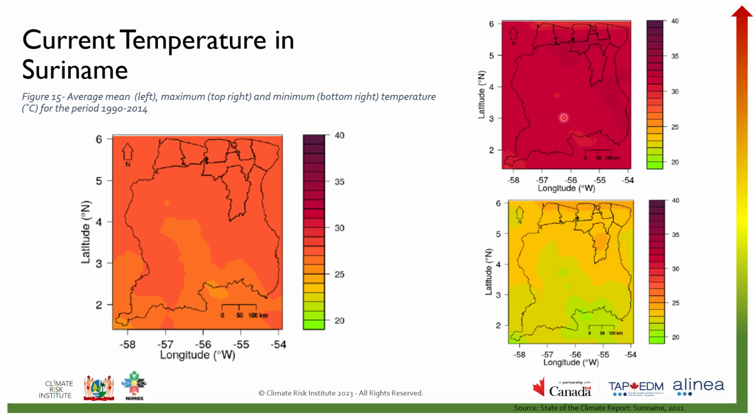And then finally, the map here on the bottom right shows the minimum temperature over that same period, 1990 to 2014. We can see a slightly different pattern. So the coastal region is showing a higher minimum temperature, around 25 degrees Celsius. We can see by this kind of orange color. And then the minimum temperatures decrease as you move south. And as you get to the southern border, we can see they're almost green, reaching 21 degrees Celsius in the highest point of the country.